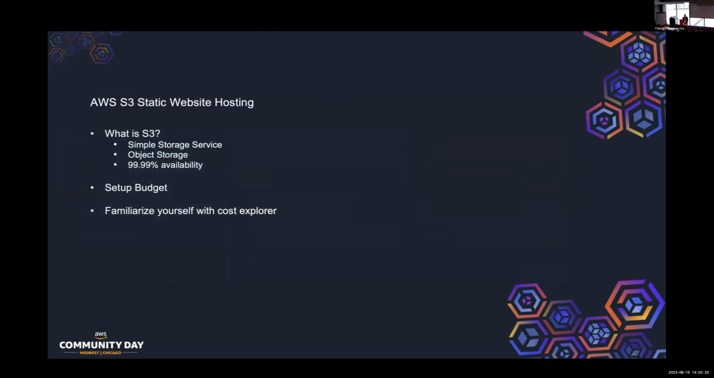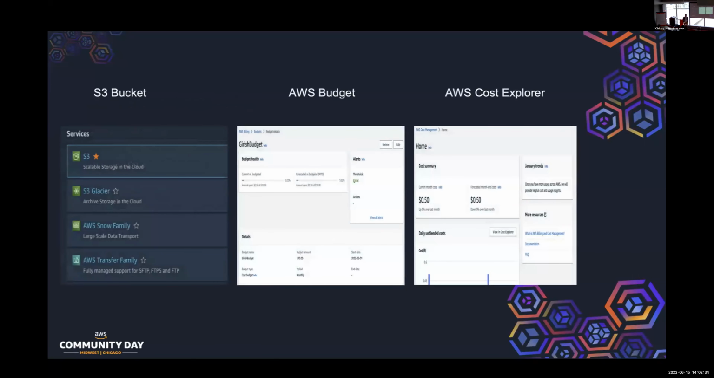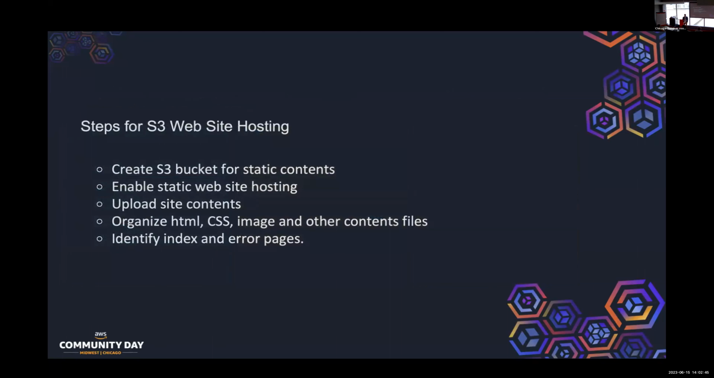Anytime I'm looking at an AWS service, I do recommend that you set up your budget, if you're playing with it, and get yourself familiarized with Cost Explorer, so that if you are not using the service, you know what your budget and cost are going to look like. Some of the steps to create this static website and enable it: we'll upload some simple files, organize the HTML, CSS, image, and other content files, and identify the index. This is what we will see in action.